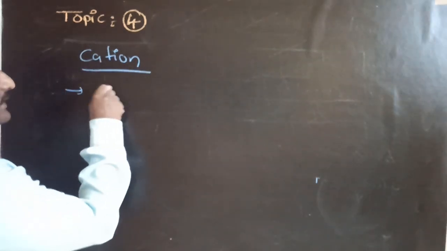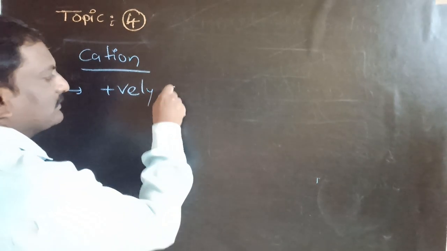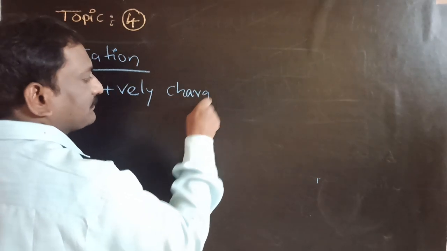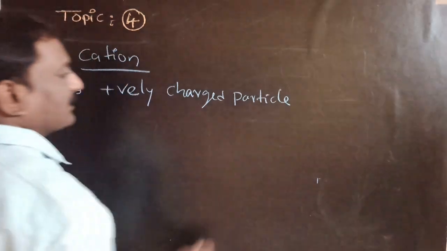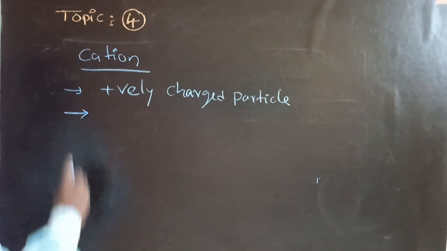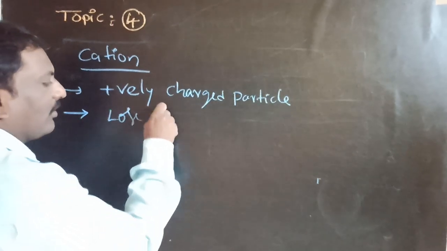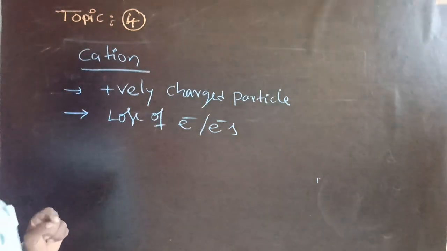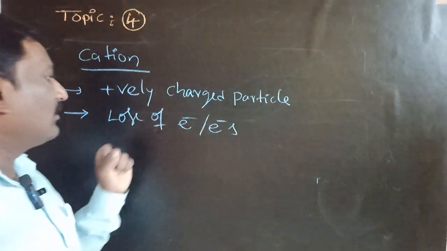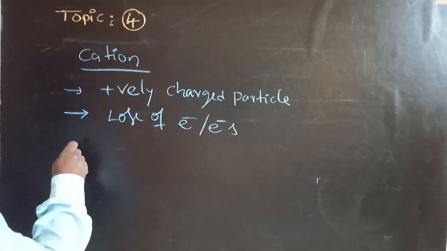Cation means positively charged particle. It is formed by the loss of electron or electrons. Generally cation is formed by loss of electron or electrons. Next one.